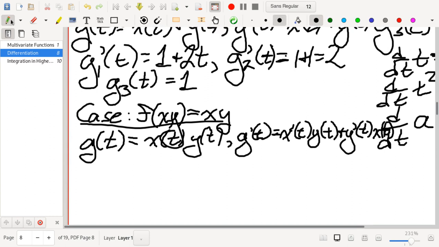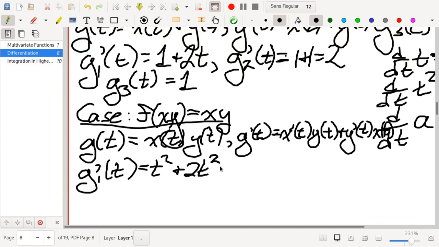Right. So in our first case, g1 prime of t, this is where x of t is going to be t, and y of t is going to be t squared. So the derivative of x of t is going to be 1, and y of t will be t squared. So we get t squared plus 2t times, so the derivative of y of t will be 2t, and x of t is t, so we get 2t squared. So this is going to be 3t squared.